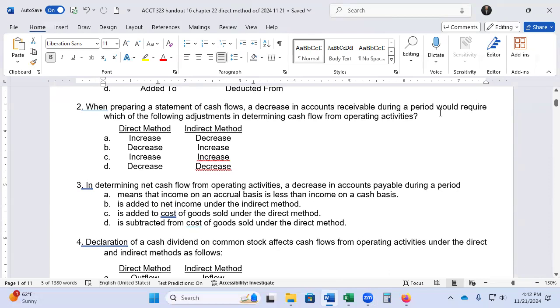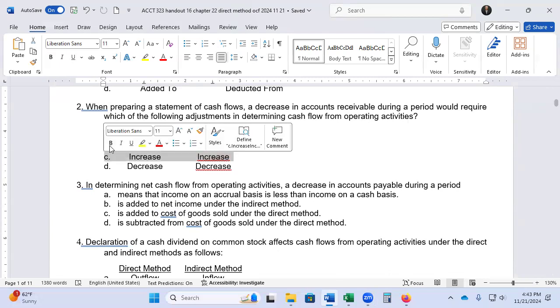A decrease in accounts receivable during a period would require which of the following adjustments in determining cash flows from operating? And so the direct method, if you have a decrease in accounts receivable, that increases. And in the indirect method, it also increases. The assumption there is that you're receiving the cash.